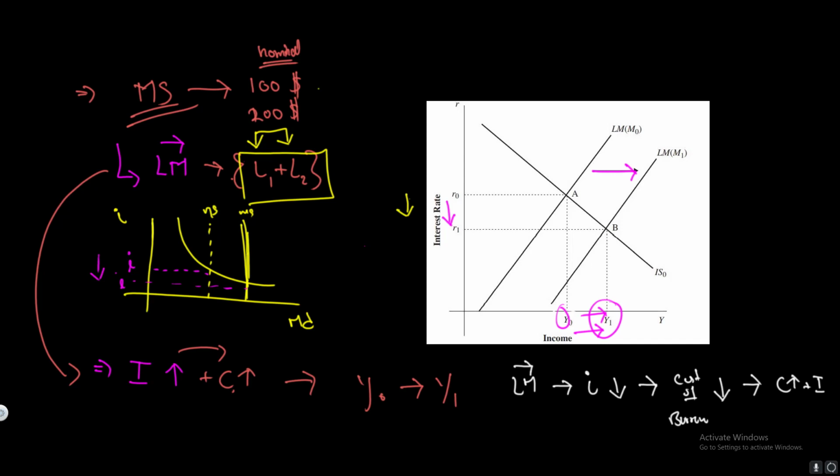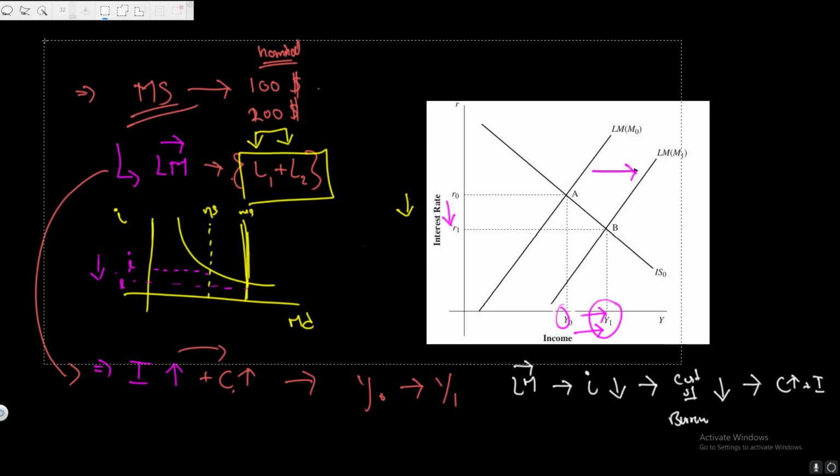The next example given in the book is that of an increase in government spending. So what happens when the government spending increases? We know from the introduction that when the government spending increases, it causes the IS curve to shift to the right. So the equilibrium point is going from point A all the way to point B, something that we clearly understand.